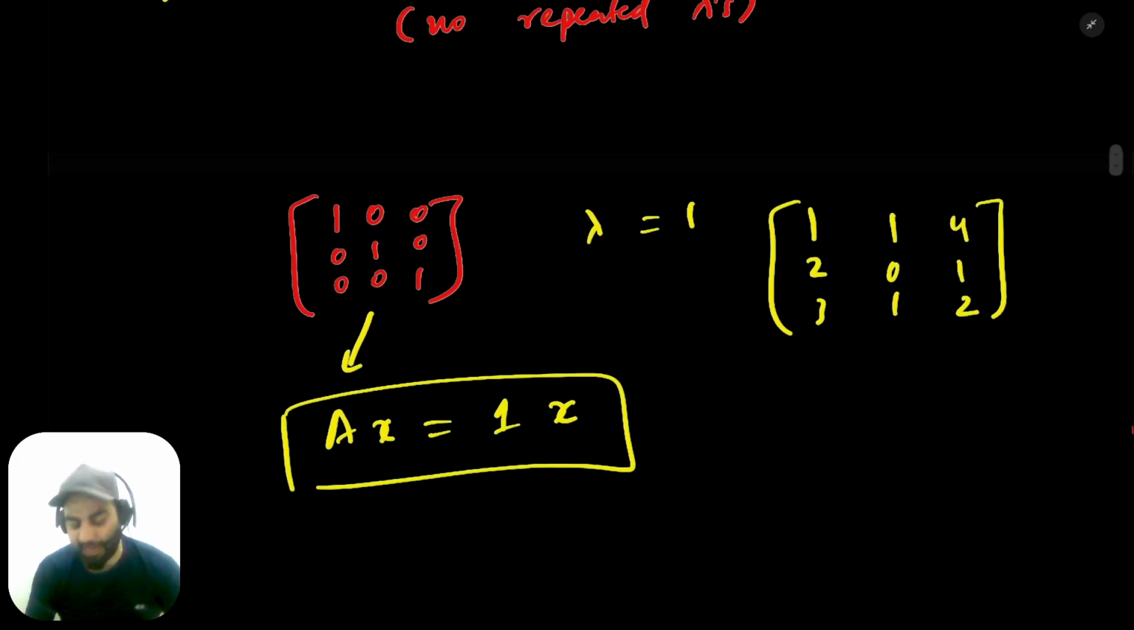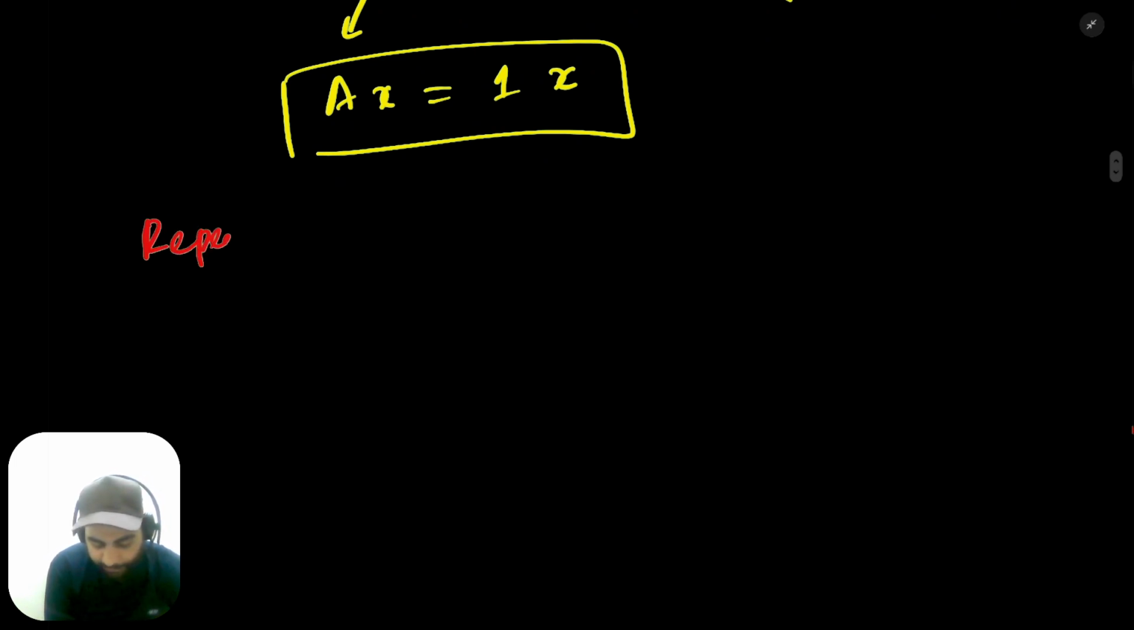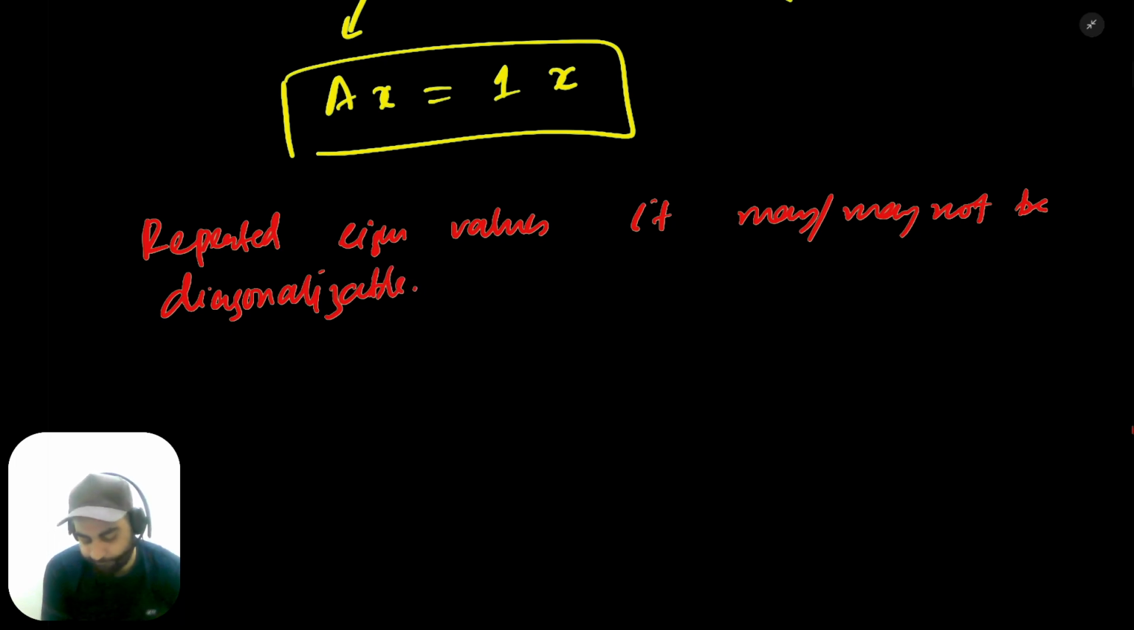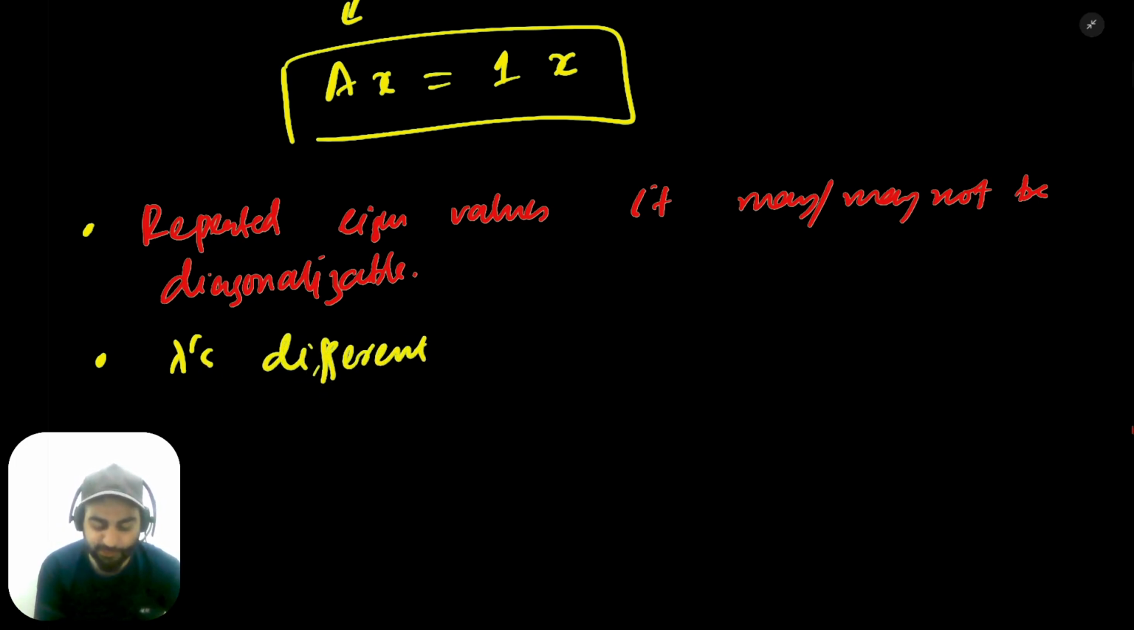Okay, and repeated eigenvalues. For repeated eigenvalues, it may or may not be diagonalizable. But for sure, if lambdas are different, that means eigenvectors will be different. So for sure this will be diagonalizable.